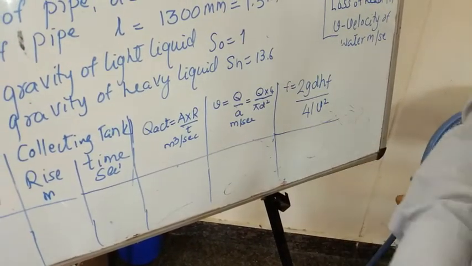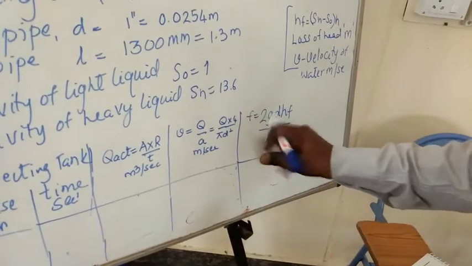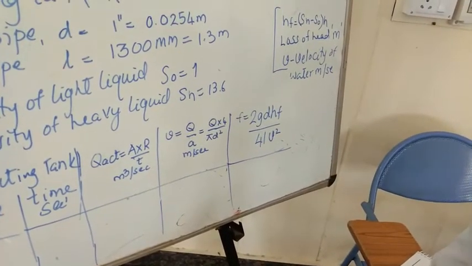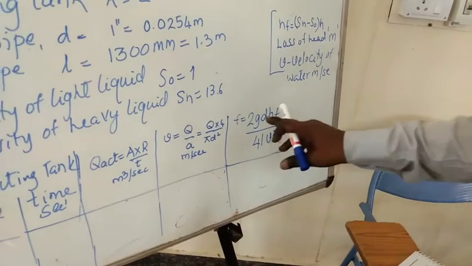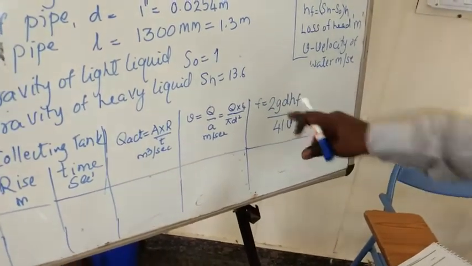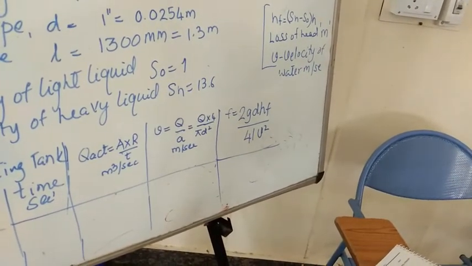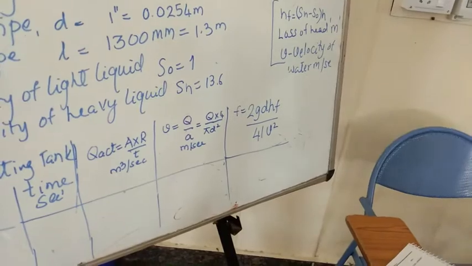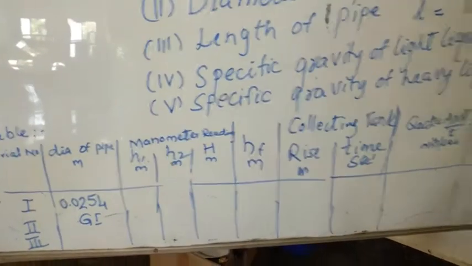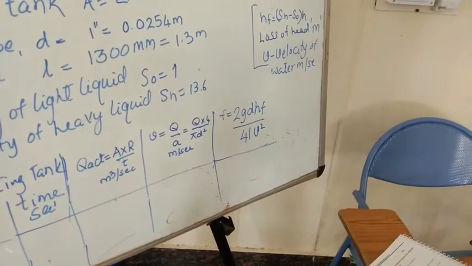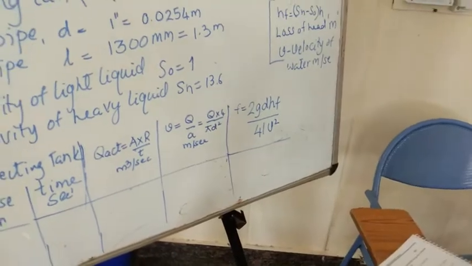Then Darcy's friction factor is given by f equals 2gdh_f divided by 4LV squared, where g is the acceleration due to gravity, its value is 9.81 meter per second square near the Earth's surface, and h_f is the head loss of water from inlet to outlet, in terms of water. L is the length of the pipeline and V is the velocity of flow of water. This is regarding the theory portion.